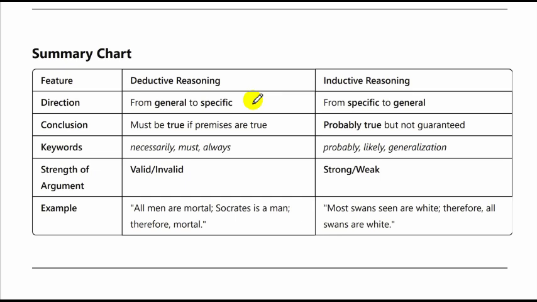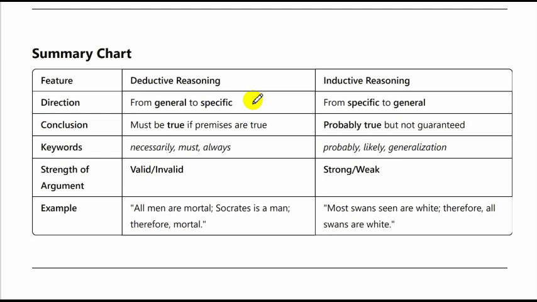Important point is, what is specific? In this case, specific are the instances or the observations that we have done, and we move to a general conclusion. I saw 20 swans, they were all white, therefore all swans are white. Kind of an example for inductive reasoning. Deductive reasoning must be true if the premises are true. Deductive reasoning's conclusion has to be true if the premises are true.